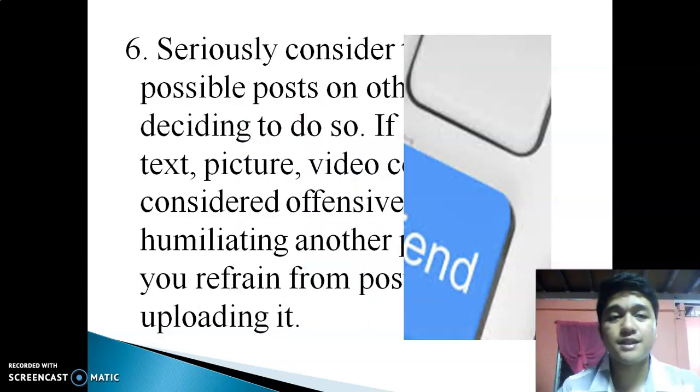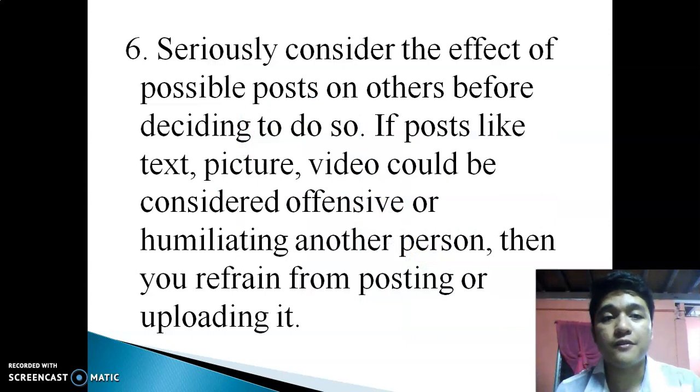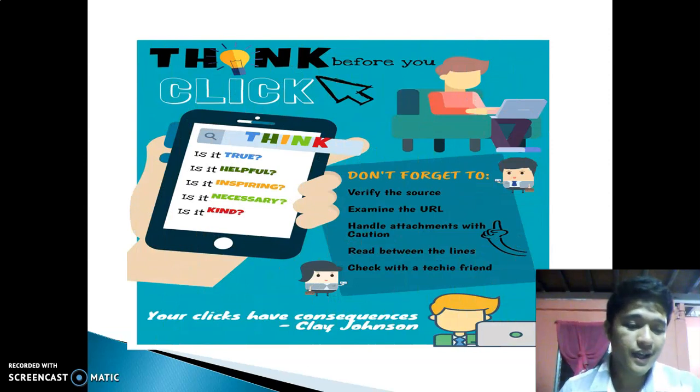So the next one is seriously consider the effect of possible posts on others before deciding to do so. If posts like text, picture, video could be considered offensive or humiliating another person, then you refrain from posting or uploading it. So we need to be considerate of others and treat them the way that we wish to be treated. This reminds us the golden rule of do not do unto others what you don't want others to do unto you. So think before you click.